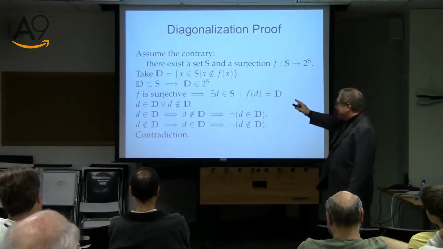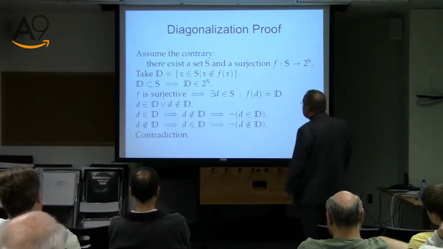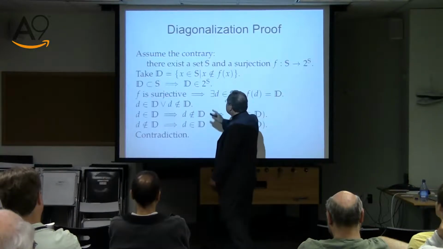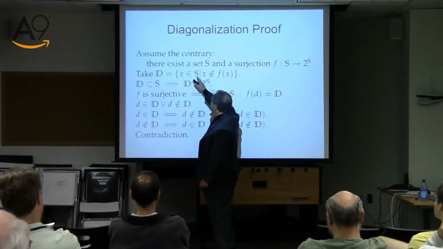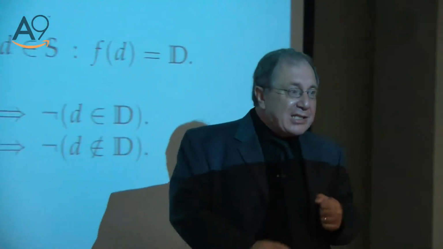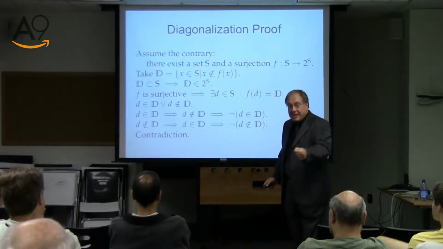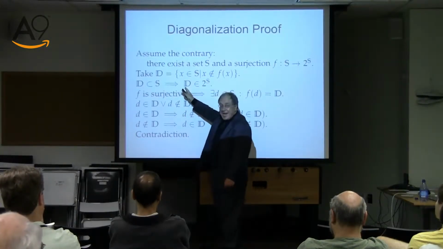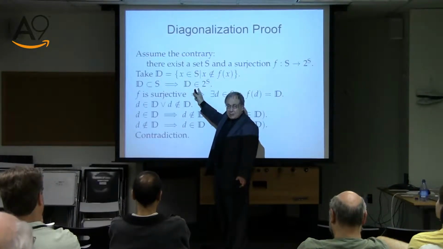All right? Now, let us take a subset D of our set S such that x is in D if x is not in its image. Every x goes into a subset, so we can check: is x itself in the subset? It either is or is not, excluded middle. So we take all the guys who are not in their image. It's a subset, so D is a subset of S. So D is an element of the power set. Everybody agrees? By definition of the power set.